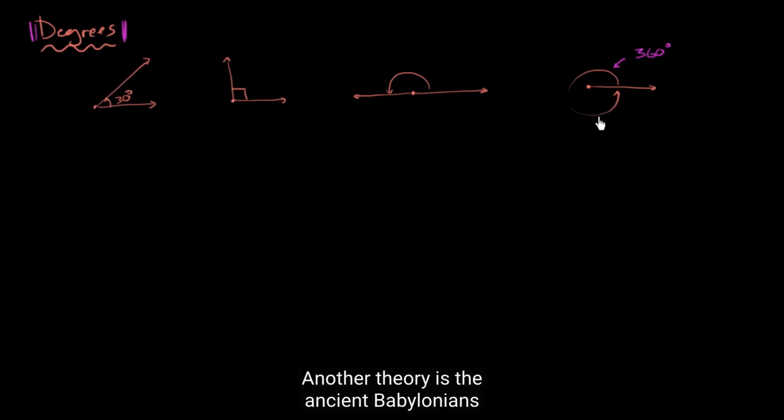Another theory is the ancient Babylonians liked equilateral triangles a lot, and they had a base 60 number system, so they had 60 symbols. We only have 10. We have a base 10. They had 60. So in our system, we like to divide things into 10.